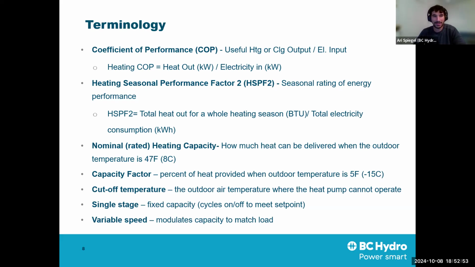So typical ratings of heat pumps would be a COP of 3, which indicates that we're getting 3 units of heat out for every 1 unit of electricity in. So it can be considered as an efficiency.